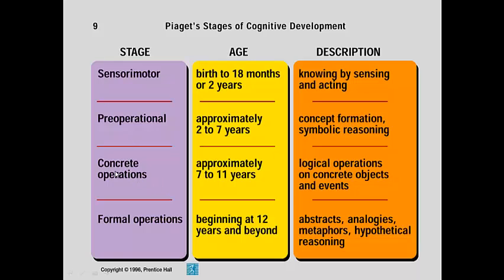The next stage is the concrete operational stage from 7 to 11 years, and that's where logical operation begins, but only on concrete objects and events. And finally, the formal operational period between 12 and going on to adulthood, and that's where abstract mental representations are formed, where a child is now able to use and understand analogies, metaphors, hypothetical reasoning. So you see the abstraction level here.